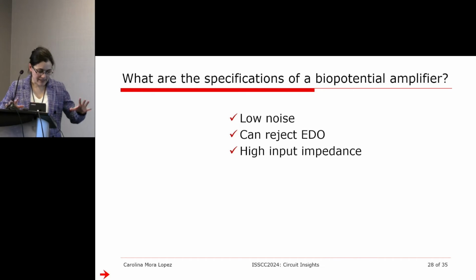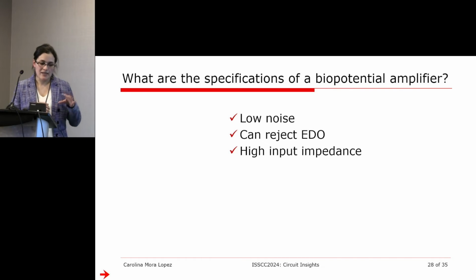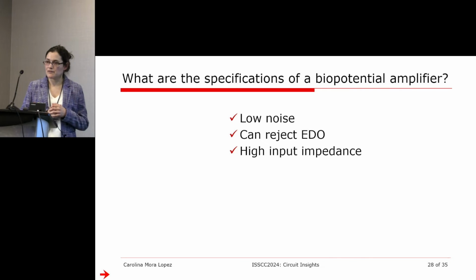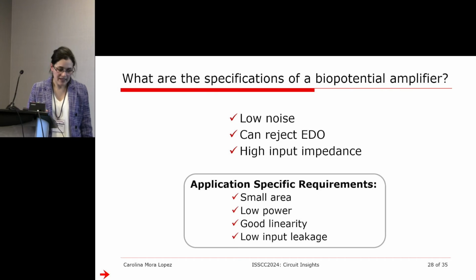So we saw 3 different problems that affect biomedical circuit readout. And what are the specifications then for an amplifier to be able to read these signals? We need an amplifier that gives us low noise, that can reject the electrode DC offset, and that achieves high input impedance. Those are the 3 basic things that you always want.